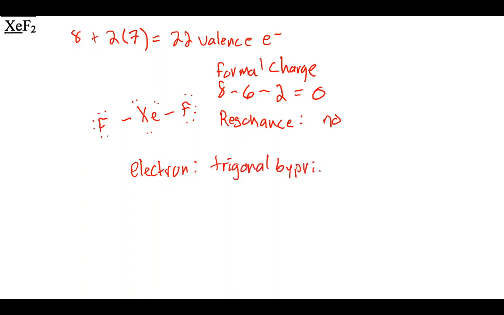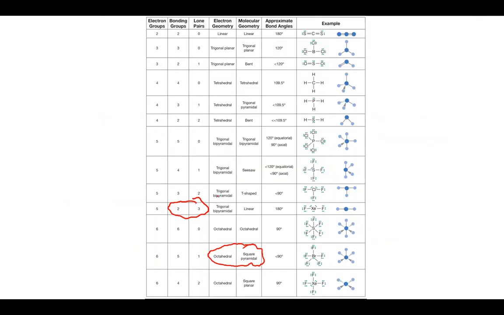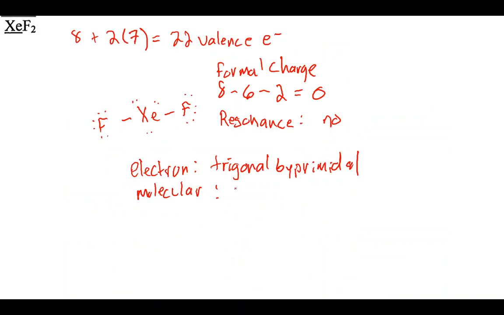Bipyramidal. And our molecular geometry, I believe, is linear. Yes. So that's that guy. And our next one is HCN.